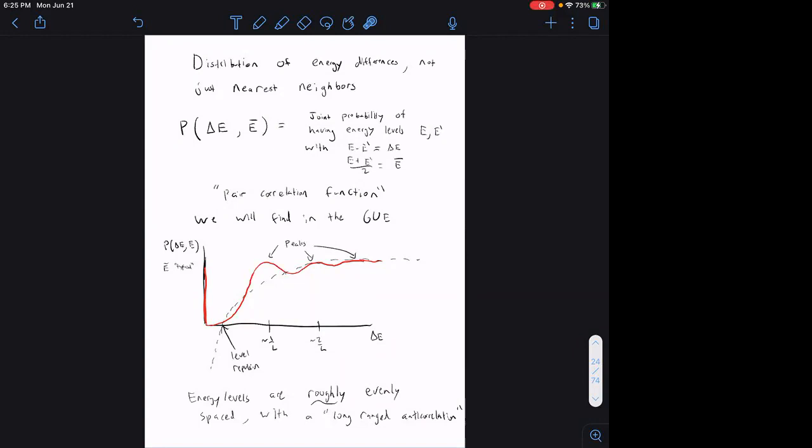There's also an overall shape. If you average out the oscillations, you find this black dotted line. It's like minus 1 over delta E squared. We can think about this as some sort of long-ranged anti-correlation between eigenvalues. If you have an energy at E, you're unlikely to have other eigenvalues too close. So this is the picture we're going to try to understand in the GUE, and we're now going to talk about how you can derive this.